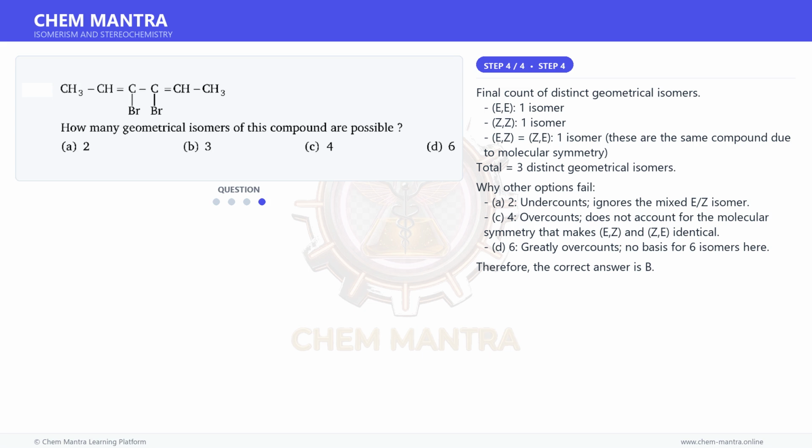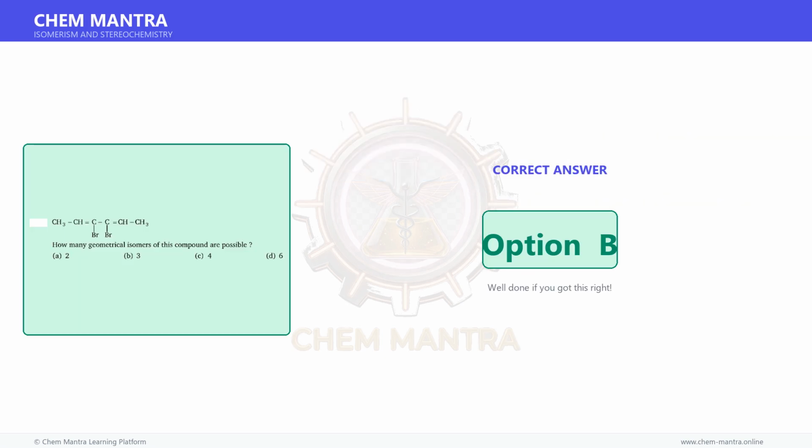Why other options fail? A. 2 undercounts, it ignores the mixed E,Z isomer. C. 4 overcounts, it does not account for the molecular symmetry that makes E,Z and Z,E identical. D. 6 greatly overcounts, no basis for 6 isomers here. Therefore, the correct answer is option B.